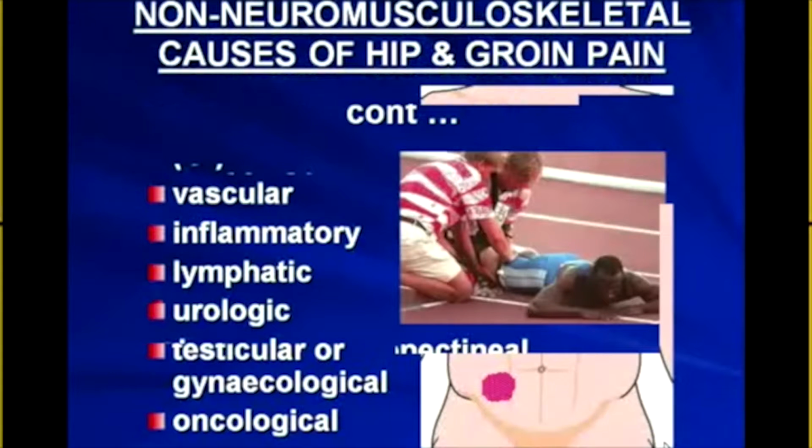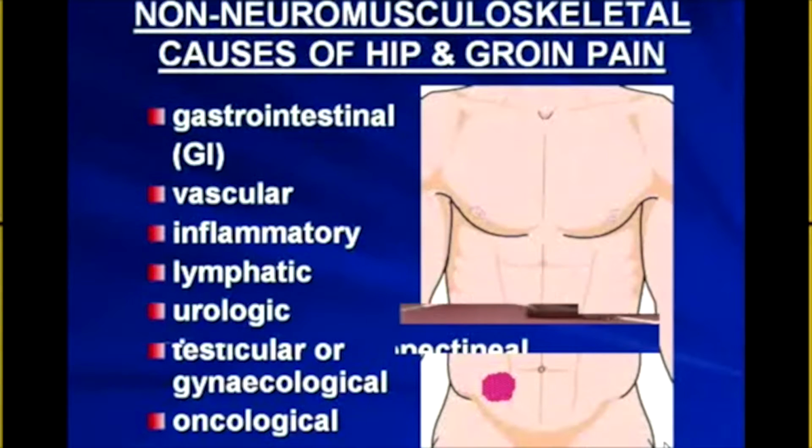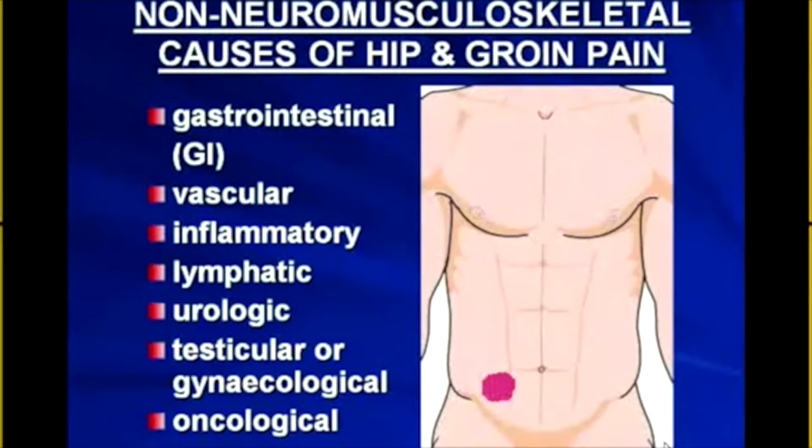We also have to consider that there are many non-neuromusculoskeletal causes of hip and groin pain. So we need to look at causes that come from the GI system, causes that come from the vascular system, the inflammatory, lymphatic, urological, testicular or gynecological, and oncological. And we're going to talk specifically about things under each of those headings that can create hip and groin pain that are not within our scope of practice and that require immediate referral back to the physician for any of these other findings.